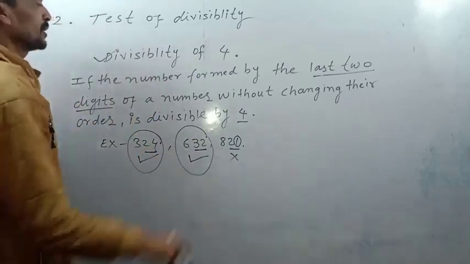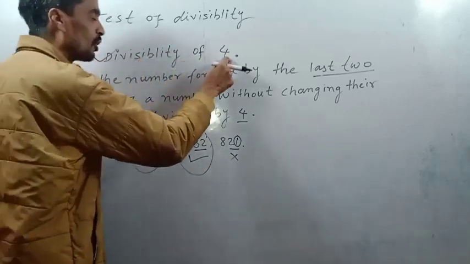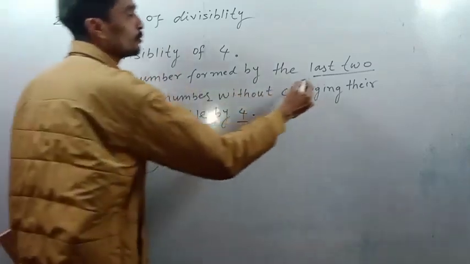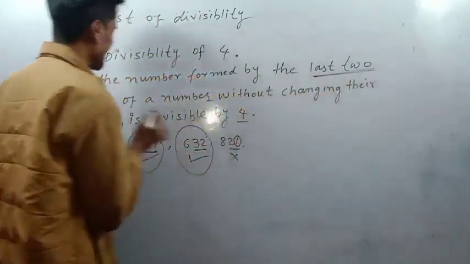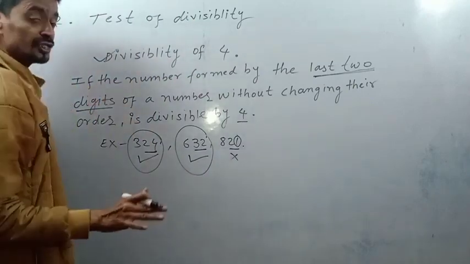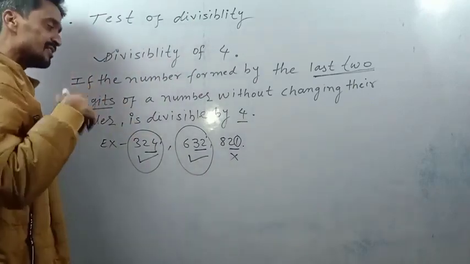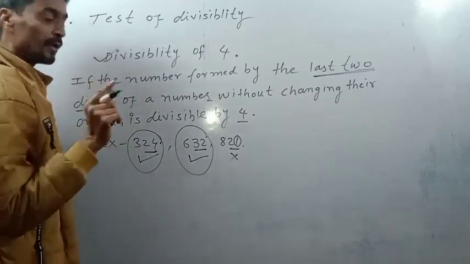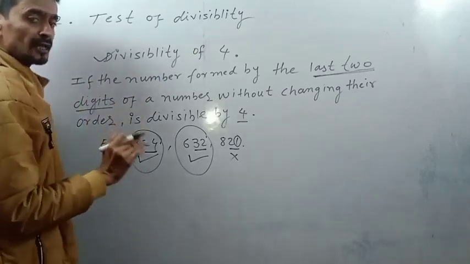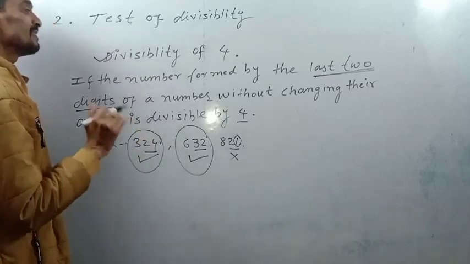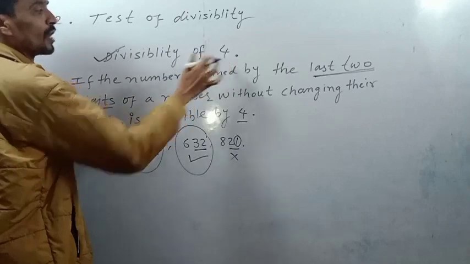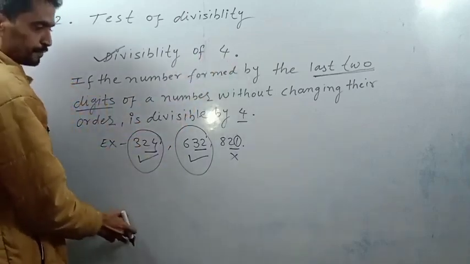Once again I am explaining divisibility of 4. If we are finding out the divisibility of 4, we need to take the last 2 digits of the number without changing their order, and then see if that number is divisible by 4. If that last 2 digit number is divisible by 4, then the total number satisfies the divisibility of 4. I think it is clear to you.